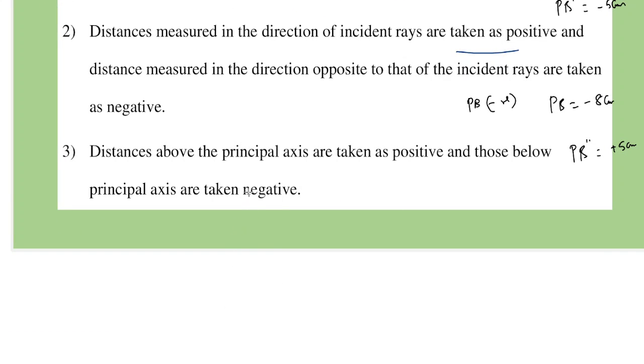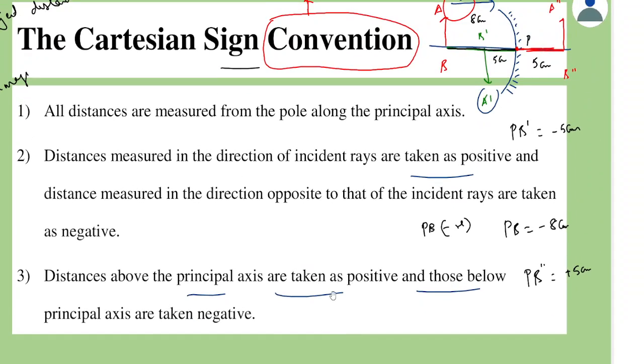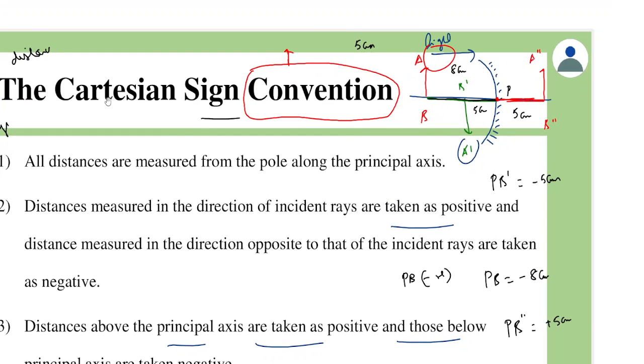The third convention is that distances above the principal axis are taken as positive and those below are taken as negative. In the same example given earlier, AB and A double dash B double dash, these heights are above the principal axis. So these would be positive, while A dash B dash is below the principal axis. So this would be negative. So these are the three sign conventions.